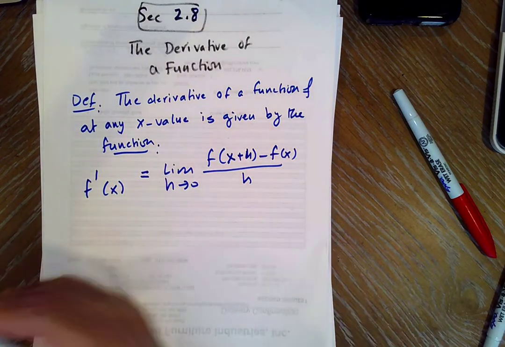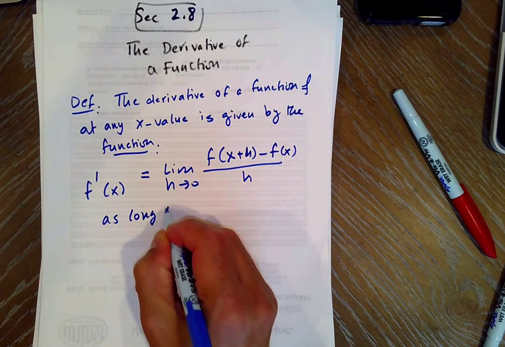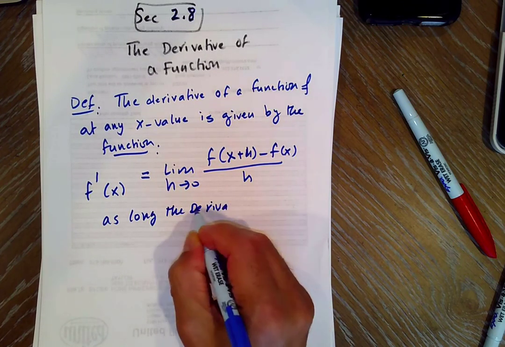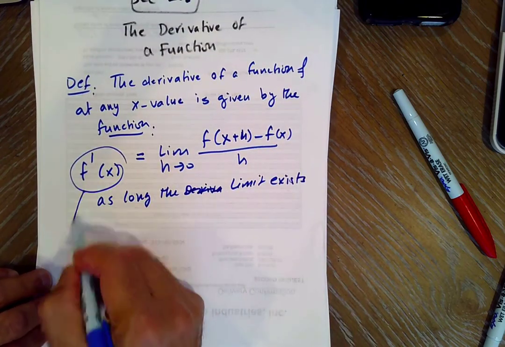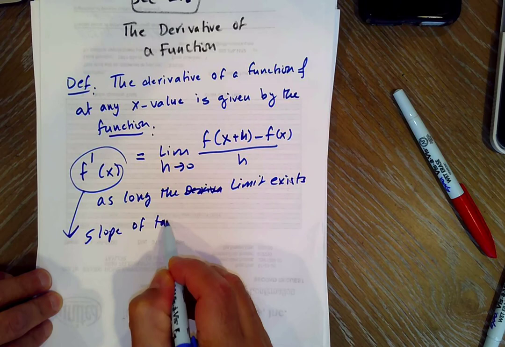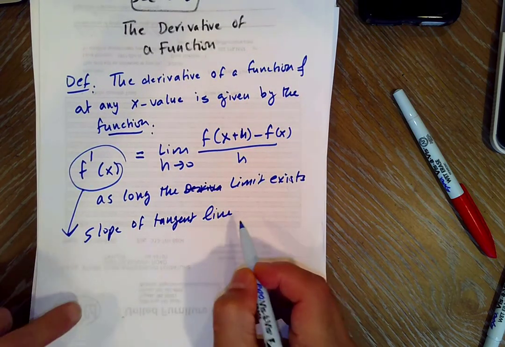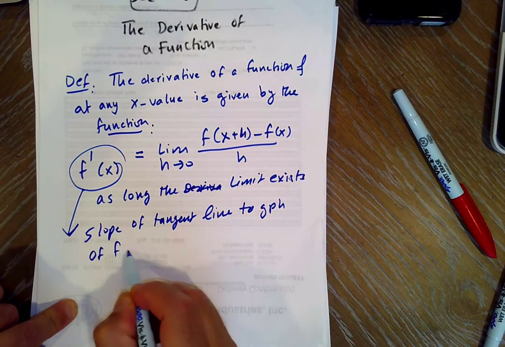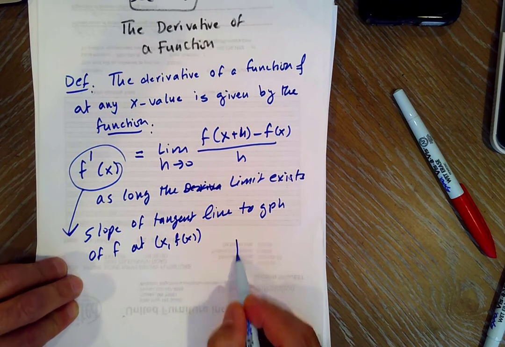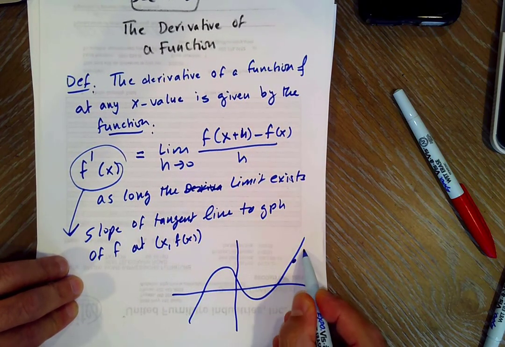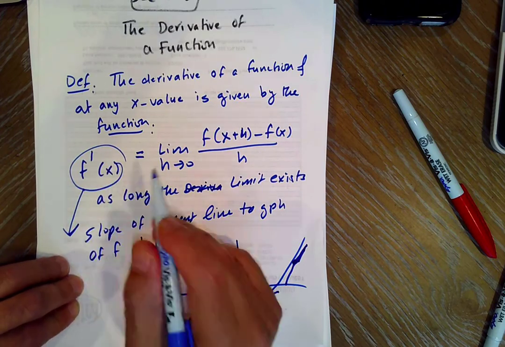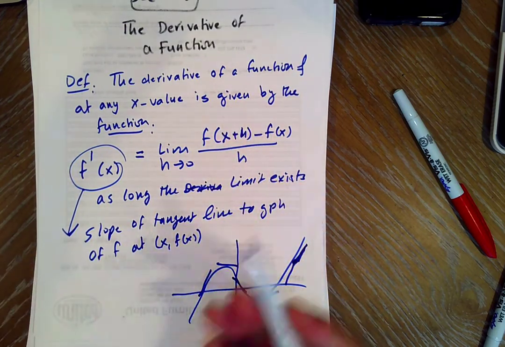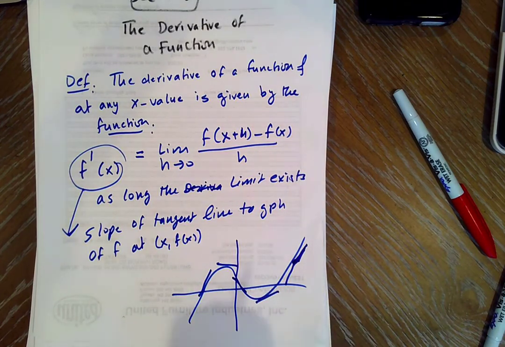x is any value in the domain, as long as the limit exists. So this is still the slope of the tangent line, of course, but not a specific one, to the graph of f at any x. It could be talking about the slope right here or right there or right there. So this will give you a formula. That's why it's a function. It gives you a formula for the derivative, or for finding the slope of the tangent line. If you want a specific one, you plug in the number and it will give you a specific one.